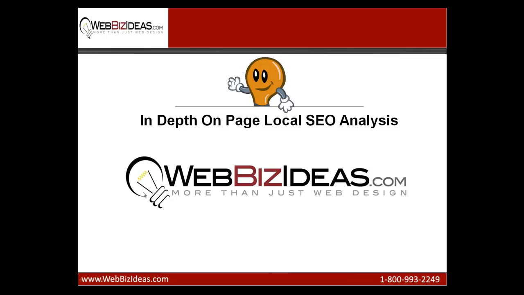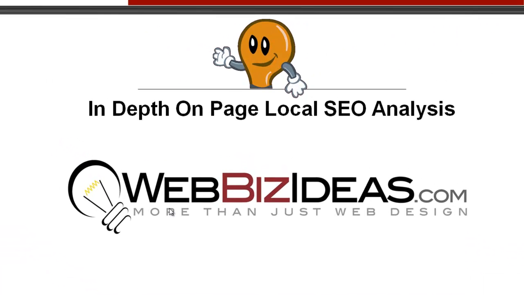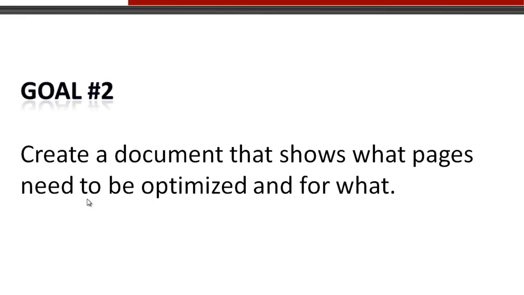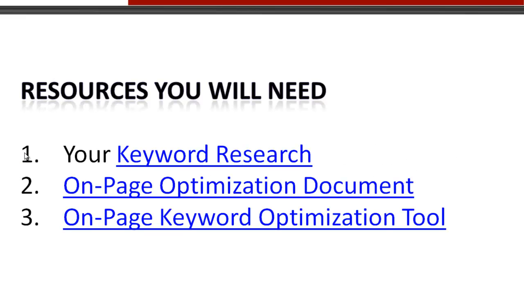This tutorial is an in-depth on-page local SEO analysis. The main goal is to determine what web pages on your website need to be optimized and then create a document to help you keep organized so you can make those changes in the future. Now, this tutorial is not on actually making those changes. That will be the next one. This one is just determining what pages need to be optimized.